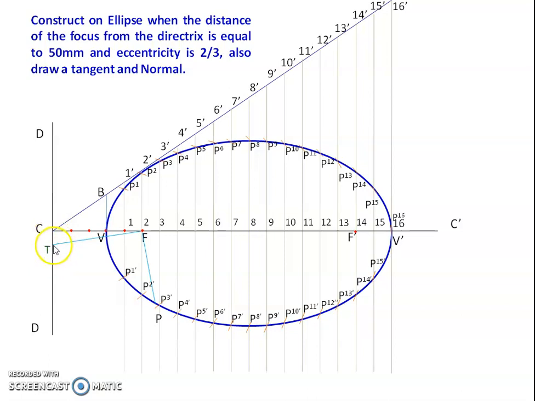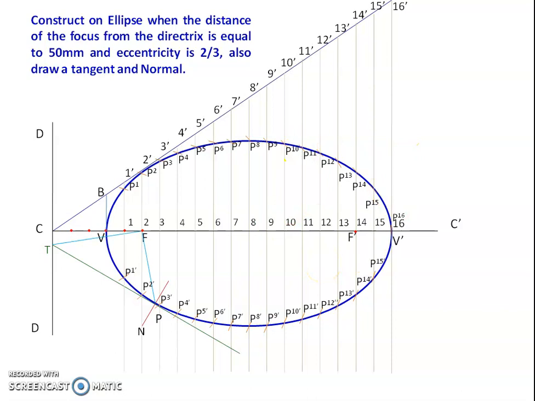Now join T and P, one line to be drawn, and the line should meet at P. That TP line is called the tangent. Now to draw the normal, you take the TP line and draw one perpendicular line to TP. The line will be passing through P. This is called the normal, and you mark it as N. So you have completely one curve for the ellipse with tangent and normal.